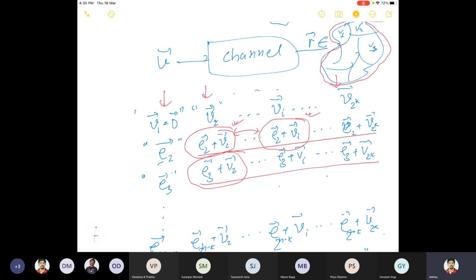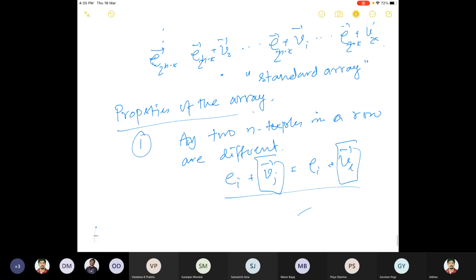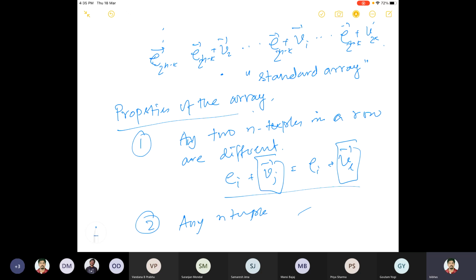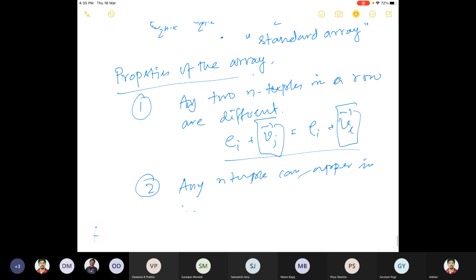Okay. Now, next property. Any n-tuple can appear in the array exactly in one row.